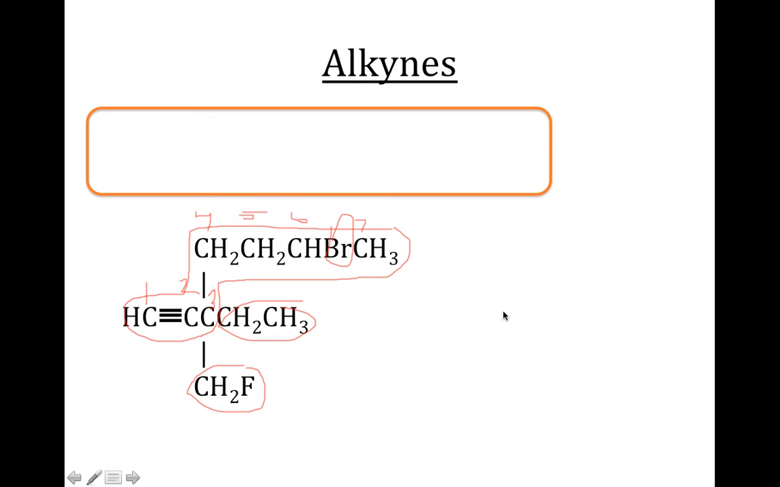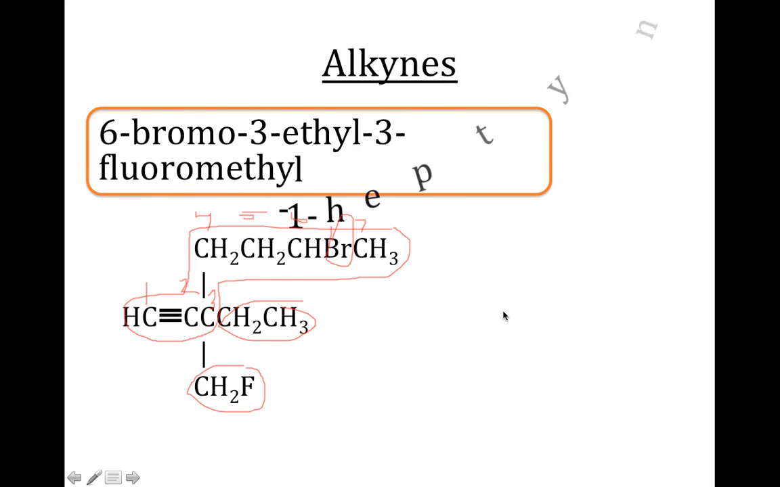Let's see what we get. This is probably going to take up a little space. Holy Toledo. So we go 1, 2, 3, 4, 5, 6. That bromine's off the 6th carbon. That's why it's 6-bromo. 1, 2, 3. The ethyl's off the 3rd carbon. 3rd carbon also has this fluoromethyl. That's the fluoromethyl there. And between the 1 and 2 gives us the 1-heptyne, hep for 7.